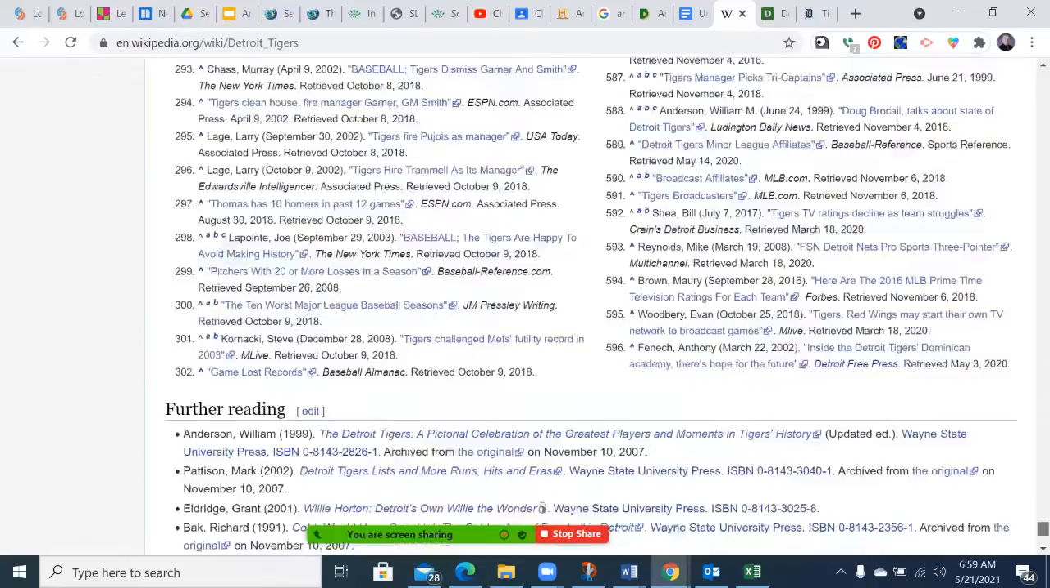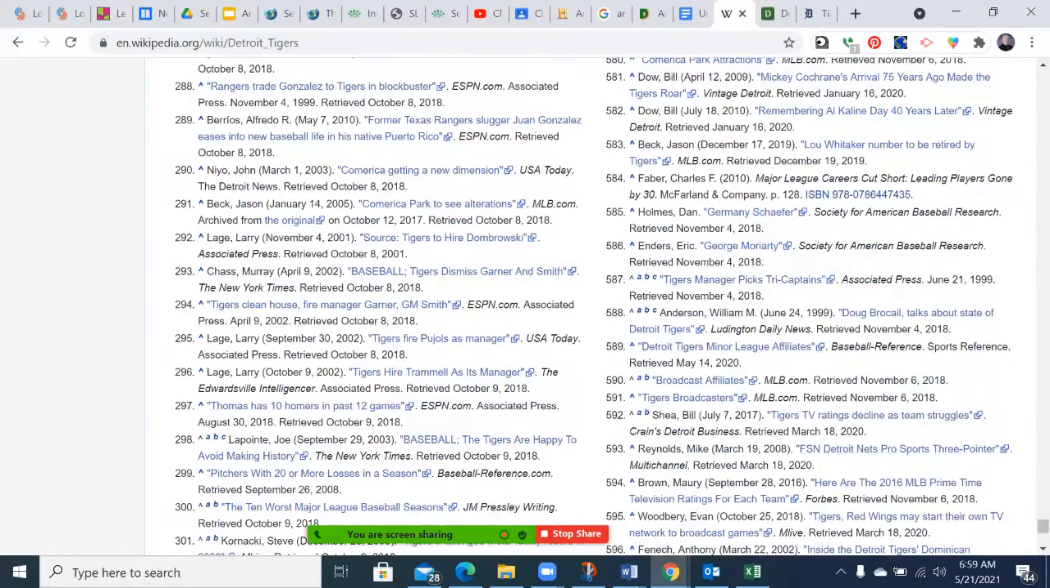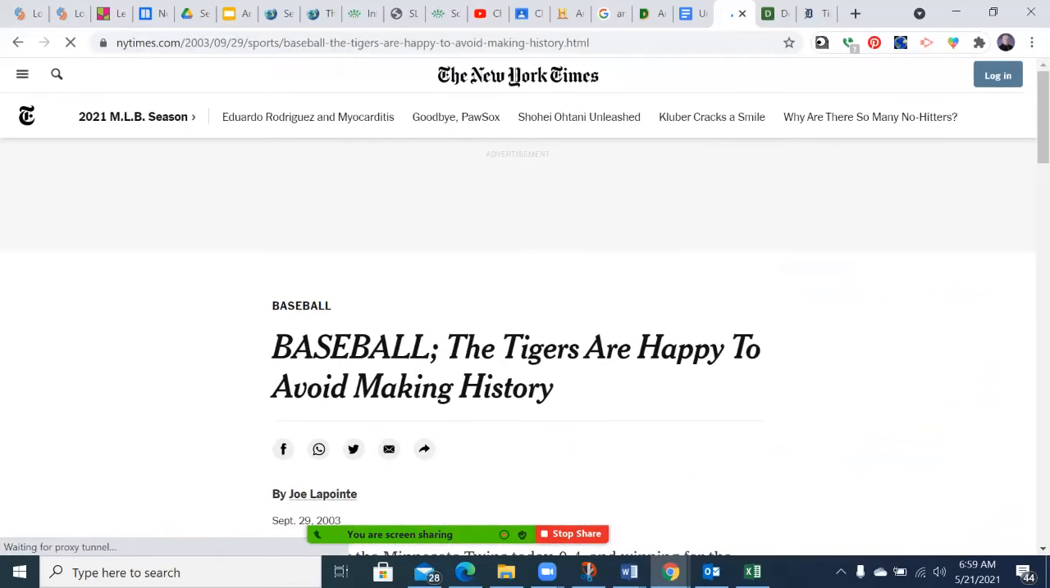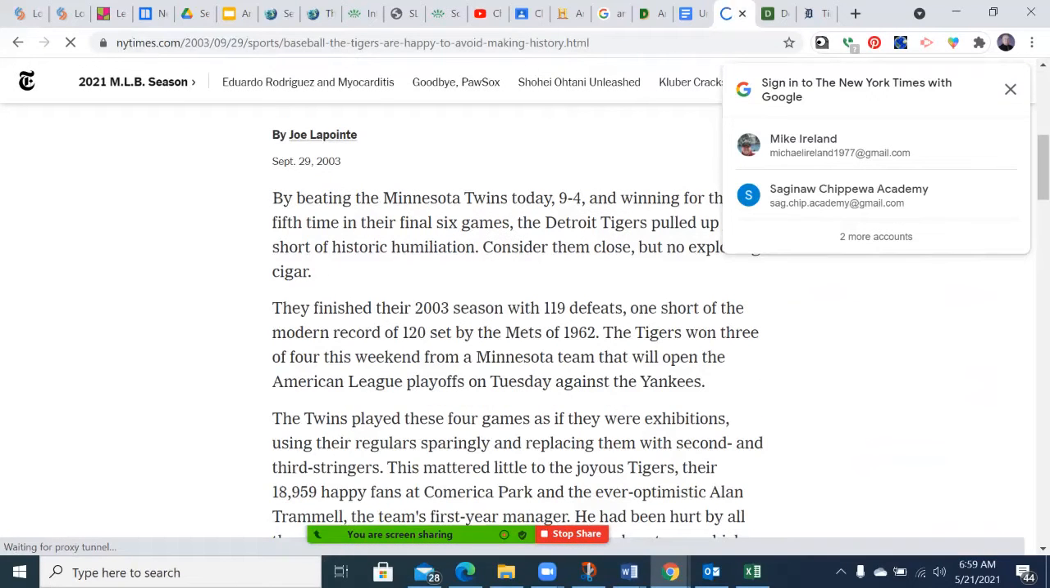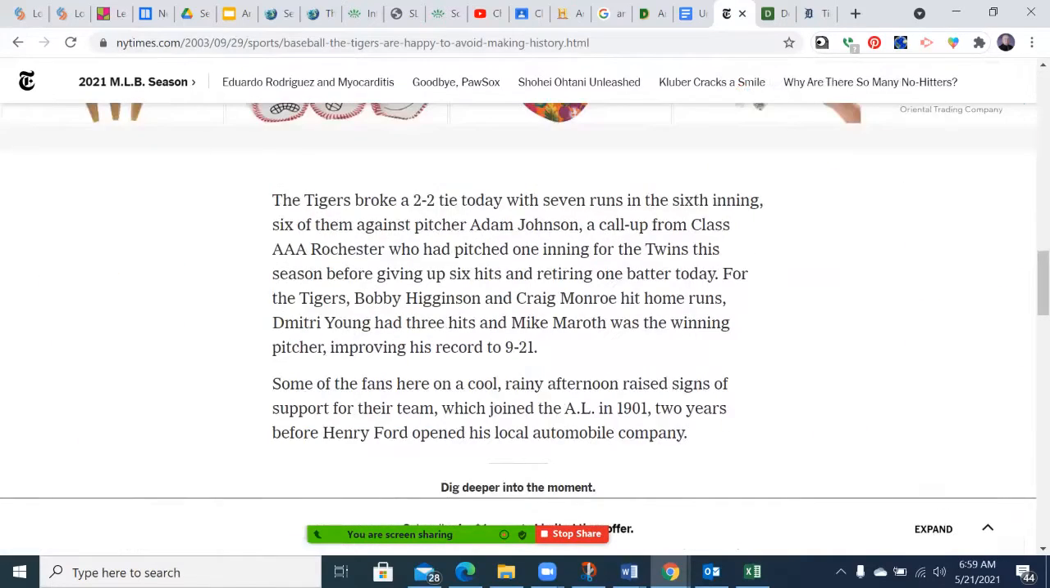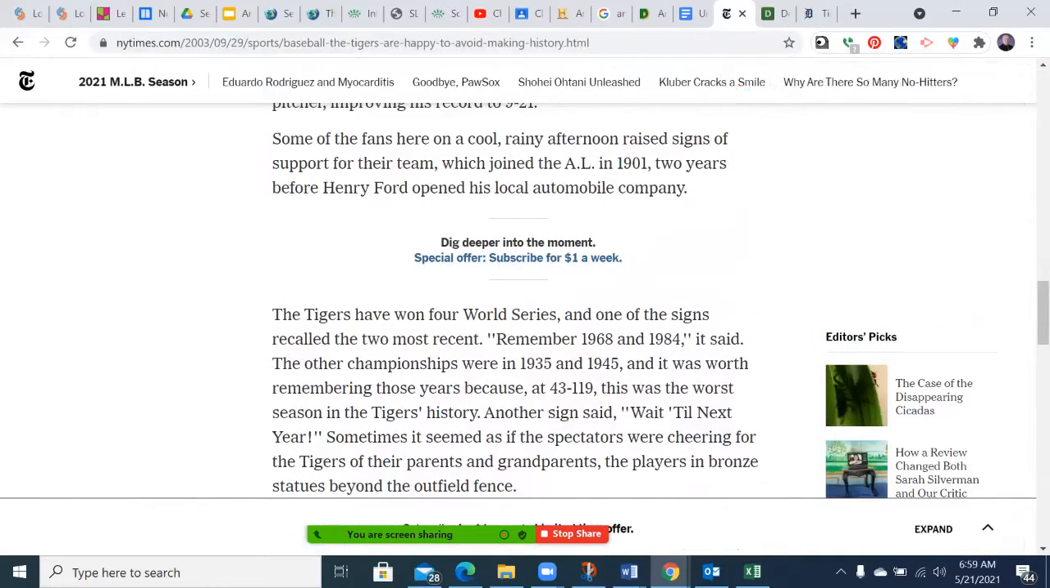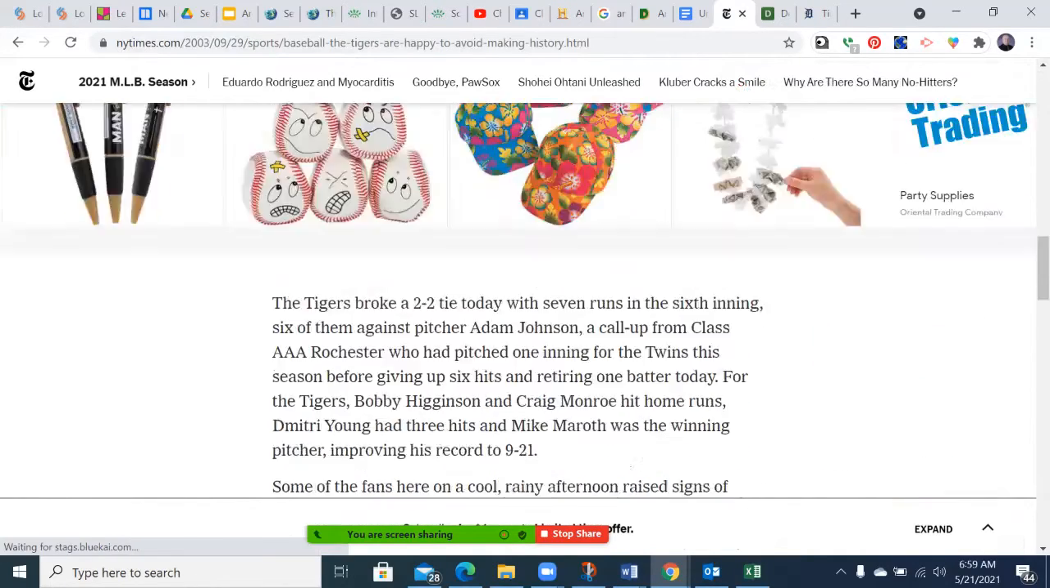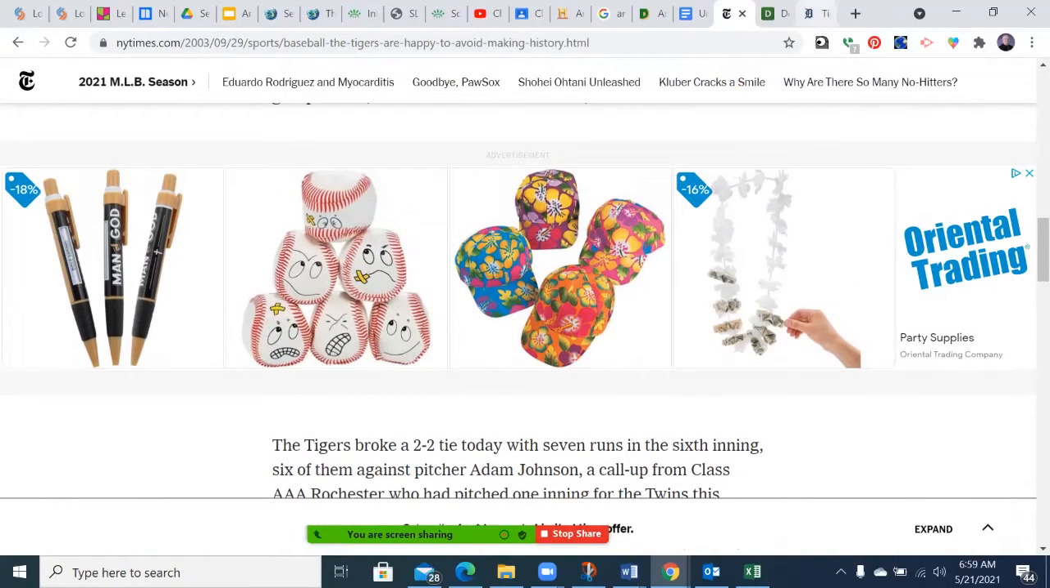I'm just going to scroll all the way down here. You could use these references. So if I wanted to look, Tigers are happy to avoid making history. And I can find the New York Times article. It allows me to sign in, but I don't need to sign in for today. And there's the article about the Tigers that year that lost a lot of baseball games.